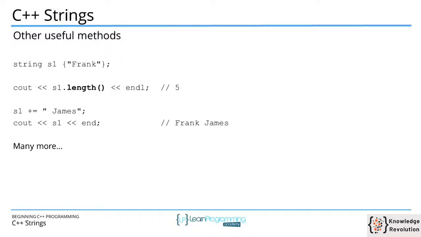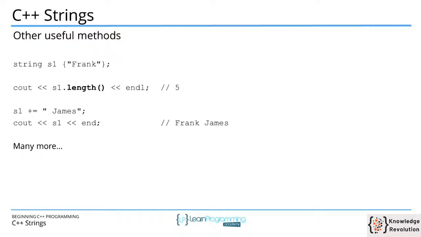Let's look at one more useful method and one more useful operator that are commonly used. The method is the length method. It returns the number of characters currently in the string object. In this example, s1 is Frank, so s1.length will return a 5. This is so easy and something that's impossible to do with C-style strings since they don't contain size information.